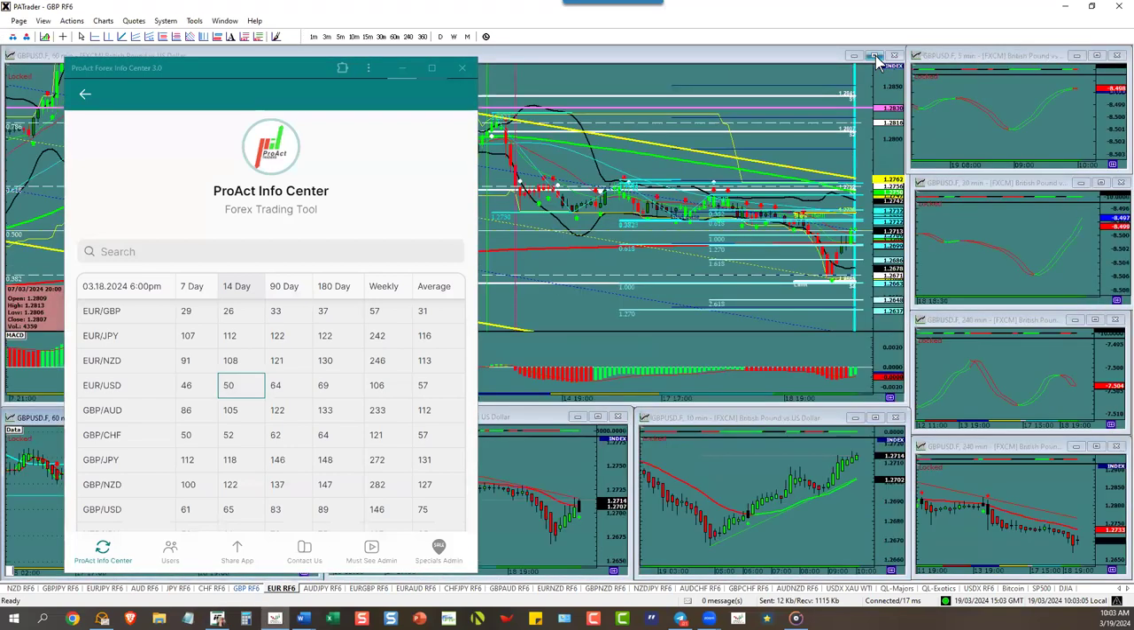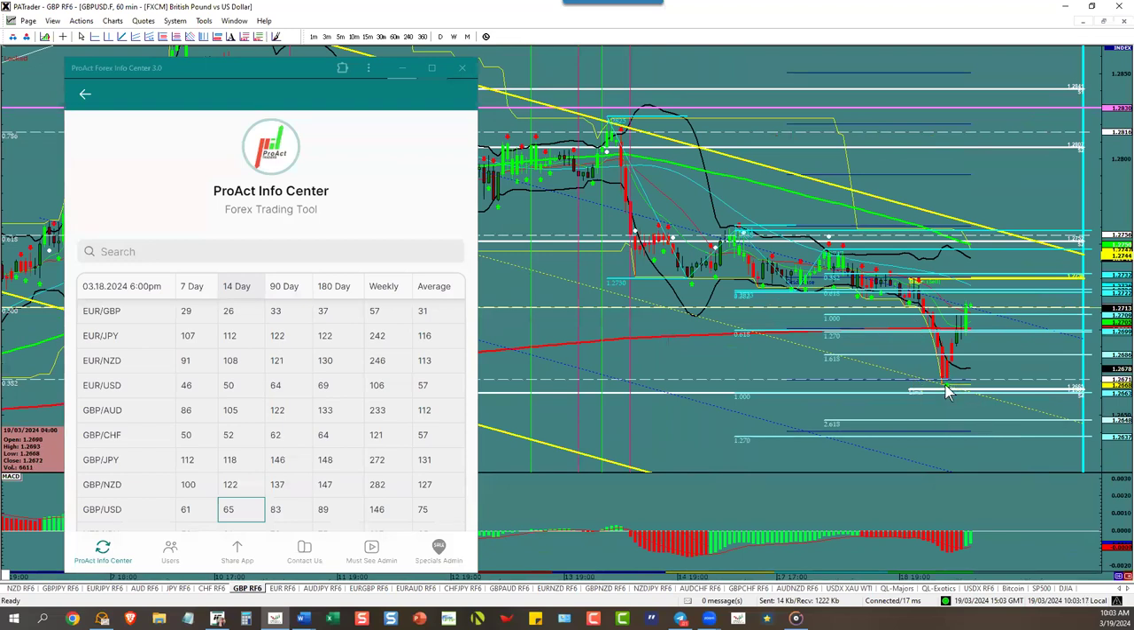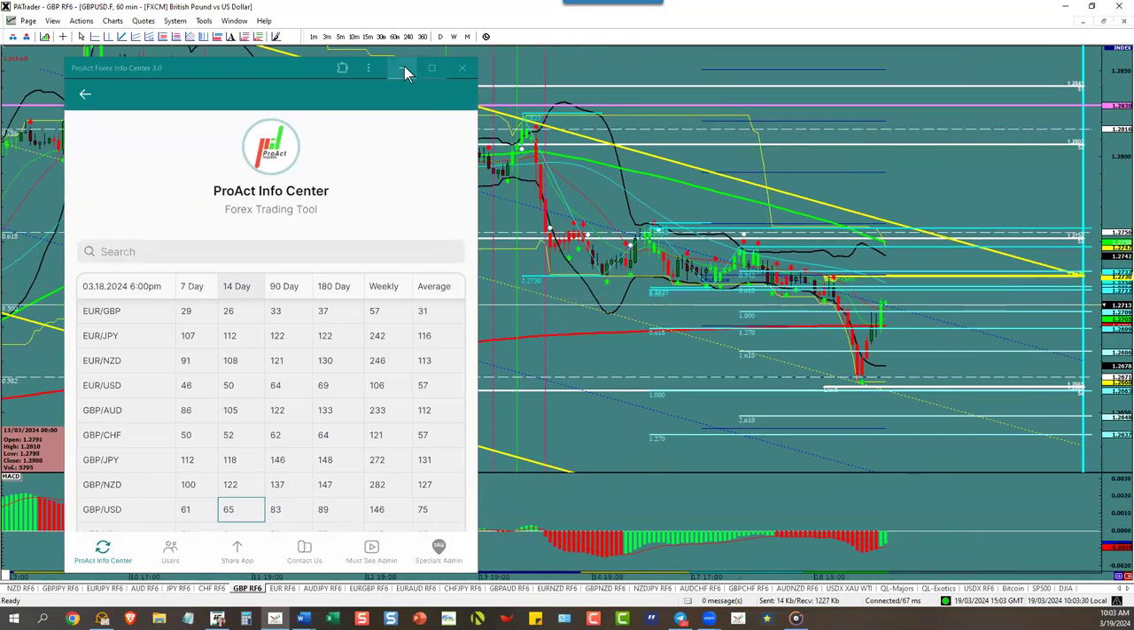Pound dollar, different story here. We've got a little bit bigger one, 65 I think it is. Pound dollar, 65 pips, okay. And it did 63 to the bottom last night, right there. So it was a trade, and we counted 54 pips, but most traders made 200 pips or more. All right, so we're waiting on this pound dollar to see what the structure is.